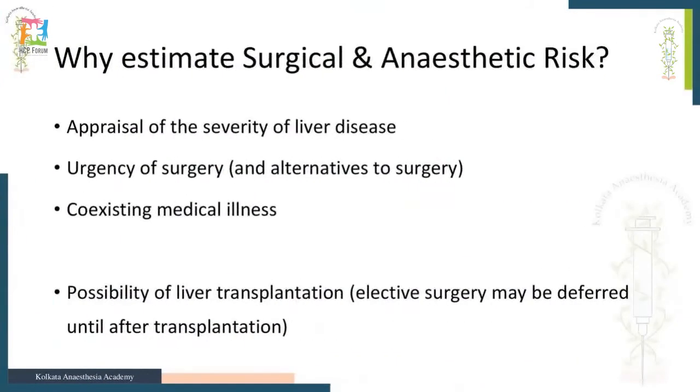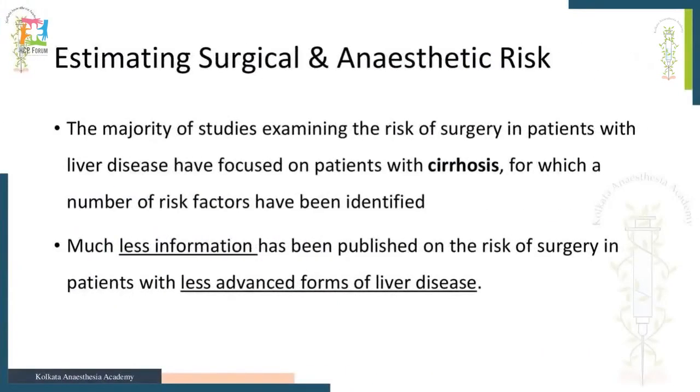So why estimate the surgical anesthesia risk? Again, it is appraisal of the severity, urgency of the surgery, the coexisting medical illness, and whether you can optimize, wait, and then go ahead, or no, this person needs to get his liver fixed first and think about liver transplantation even before you think elective surgery.